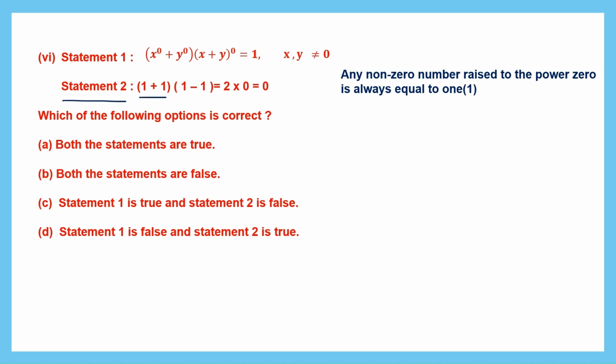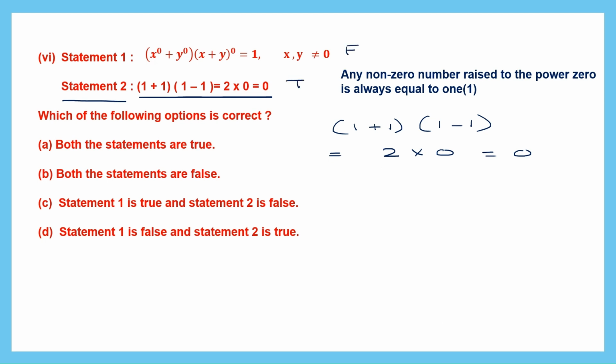It says 1 plus 1 into 1 minus 1 is equal to 2 into 0 is equal to 0. Let's work it out and see whether that is true. 1 plus 1 into 1 minus 1. Let's work this out. 1 plus 1 is 2. 2 into 1 minus 1 is 0. So 2 into 0, correct. We've got here 2 into 0. And how much is 2 into 0? This is equal to 0. That means statement 2 is true.